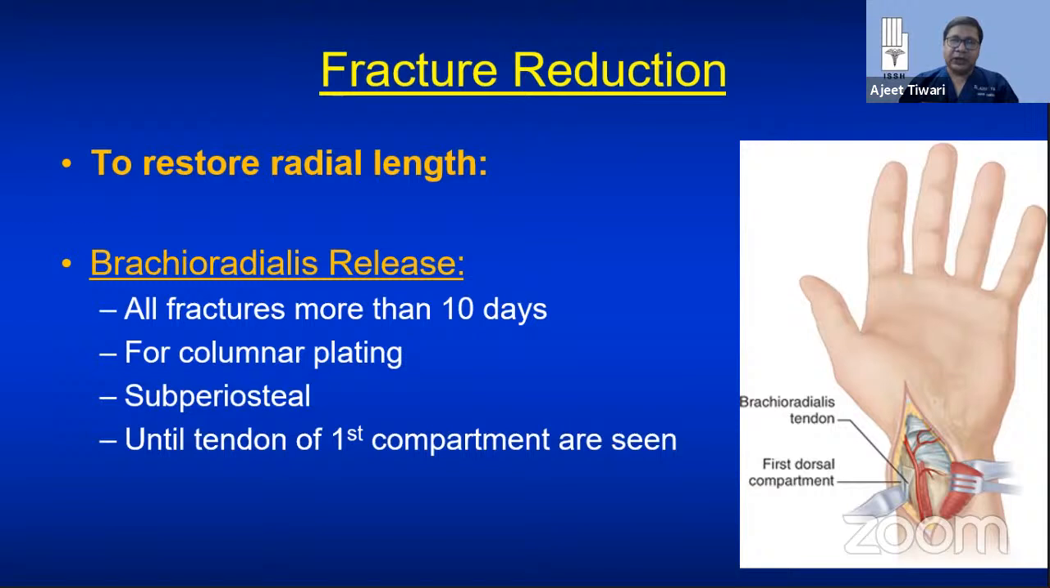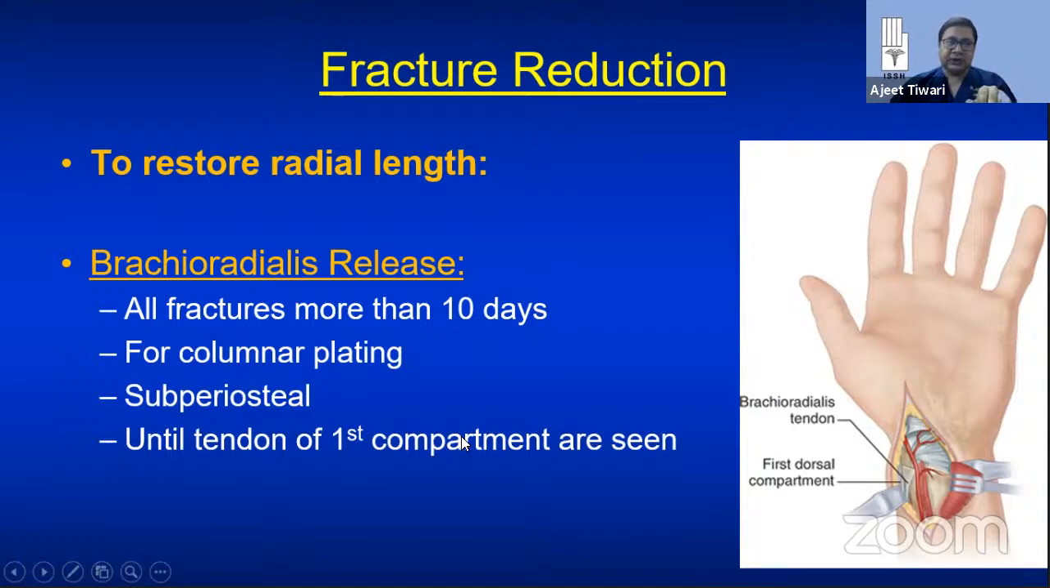Important thing is that the brachioradialis is in very close contact with the tendons of the first extensor compartment, like abductor pollicis longus and extensor pollicis brevis. So make sure that you stay subperiosteal. You should not go more superficial, because you can injure the tendons of the first extensor compartment.